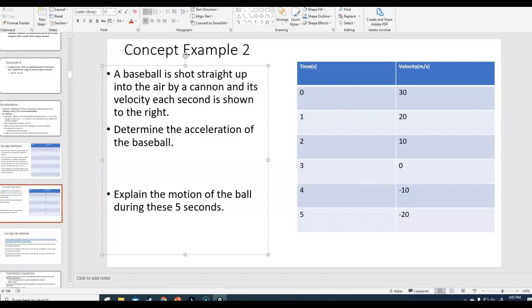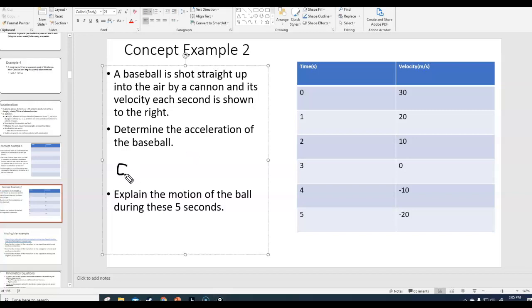By the way, it's not super common to have problems like this with a table, although it could happen. Really, I'm showing this to you so that you understand the deeper meaning of acceleration, because this is something we're going to be working with a lot for the next few months, and concepts are important in physics. See if you can figure out what the acceleration of the baseball is based off of this table.